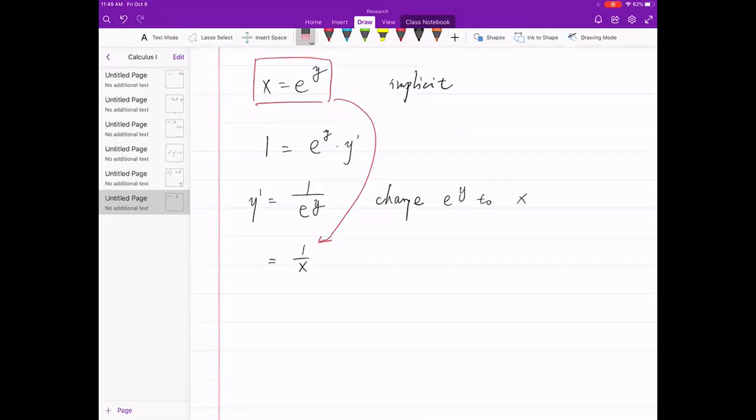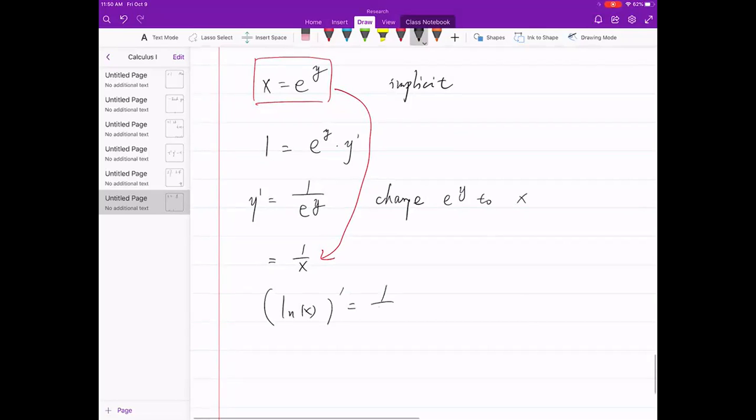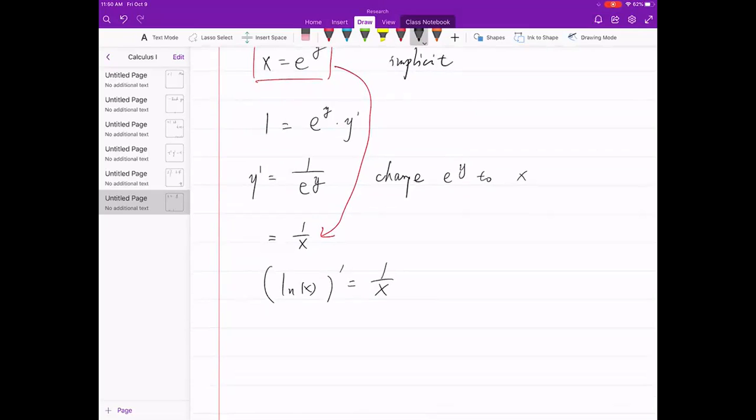And how do we get it? We get it from e by doing the inverse. Okay. But of course, e is to the y, so we times y prime. We solve the implicit differentiation. Sounds good? We can go ahead and do all the rest.